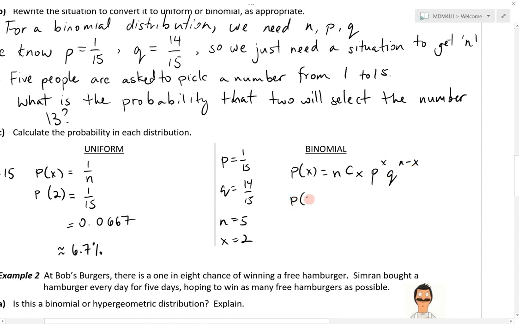Okay, so the probability of having 2 select the correct number is 5 choose 2 times 1 out of 15 to the power of 2 times 14 out of 15 to the power of 3. And that's going to equal 0.0361, or we can say 3.6%.